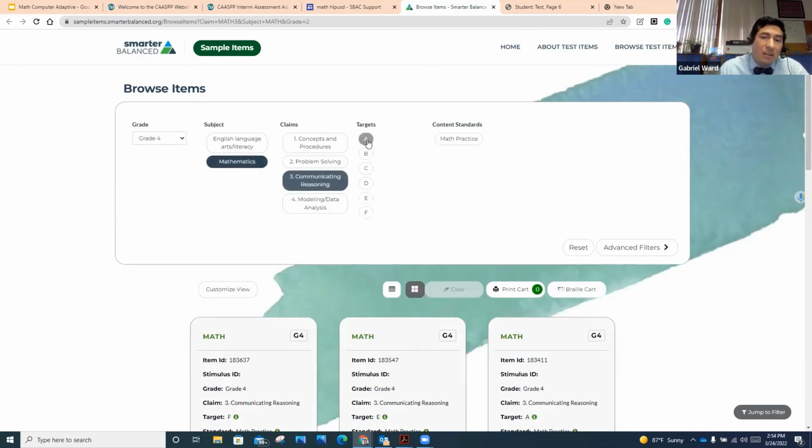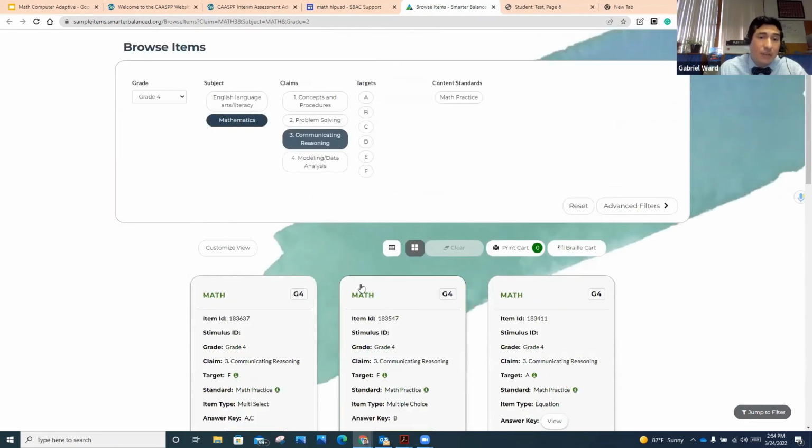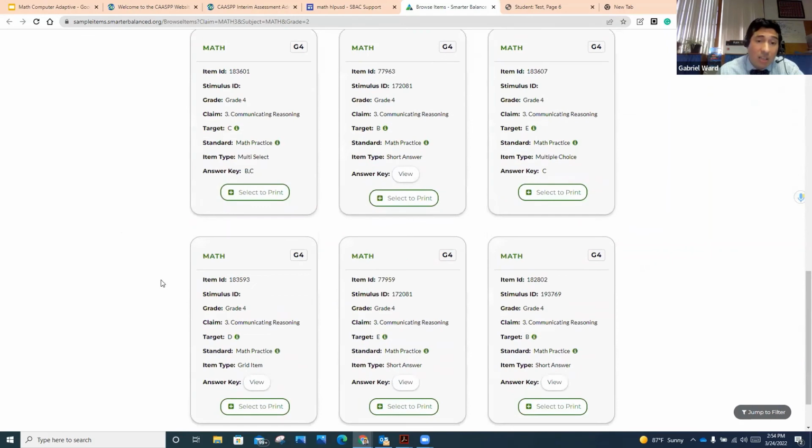And then, of course, by targets. Now, if you don't know which target, every time you click on this, it just reduces the amount of items you're looking at. We're just filtering even further. But if you said to yourself, I don't know what target, I just want communicating and reasoning, all of these that you're looking at down below are communicating and reasoning.